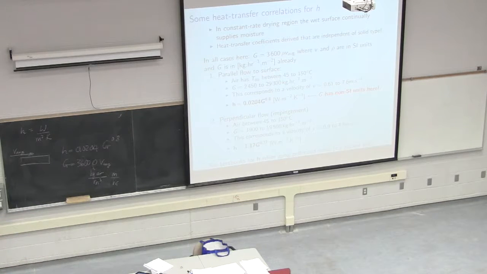Does it match our expectation that if velocity goes up, we get a higher heat transfer coefficient? Yes, no? Yes, to some extent, there's a velocity term embedded there in G. There's your velocity term. So velocity to the power of 0.8 is your increase in h.